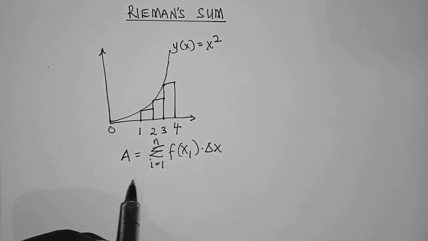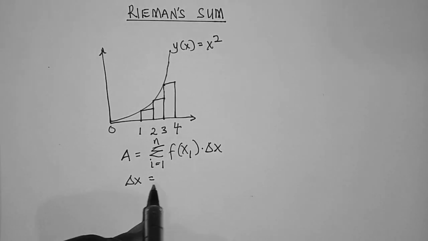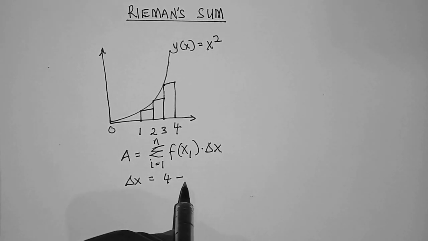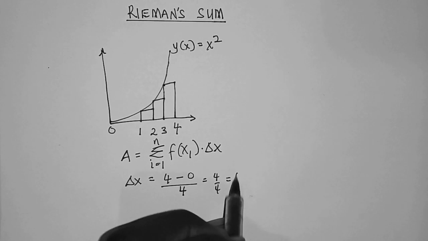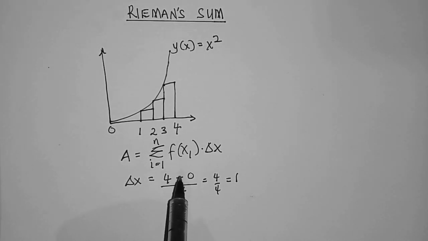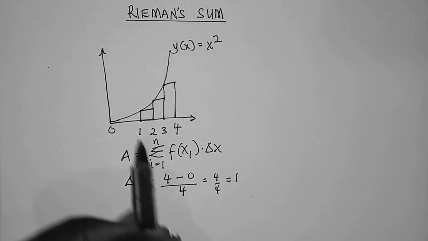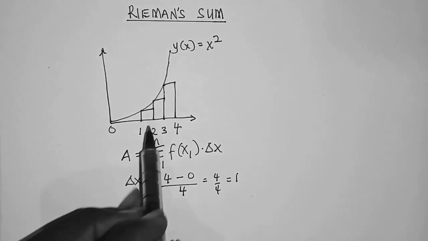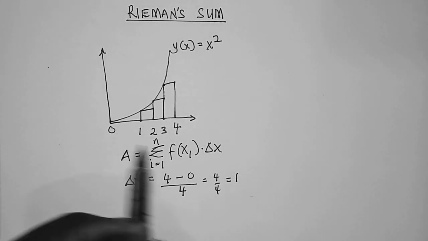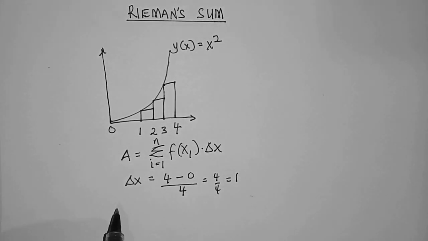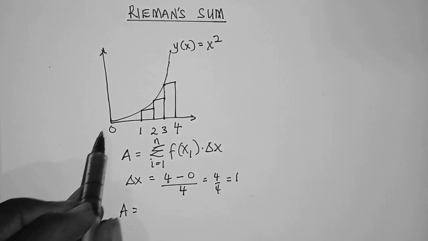So what we'll do is first find delta x. Delta x is equal to the upper limit, which is 4, minus the lower limit 0, divided by the number of rectangles, 4. So at the end of the day, it becomes 4 divided by 4, which is equal to 1. So delta x is 1. Now, having found delta x as 1, we need to compute the areas of the rectangles that we formed. For the first one, f of 0 is 0 because the function is x squared, so I will not do that part.